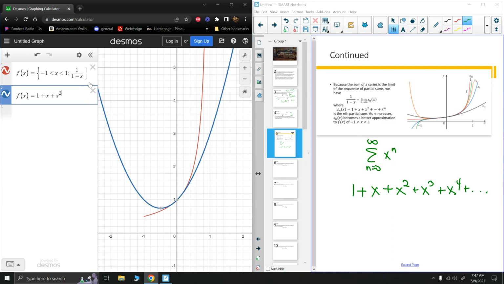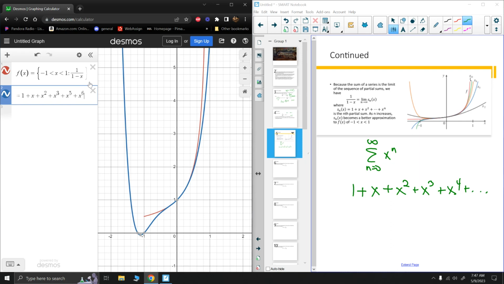Okay, the third, that's looking a lot better, right? So the fourth partial sum, that's better. I'm sorry, that should have been 3. I said 4 out loud, so there we go. The fifth partial sum would be x to the 5th here. Okay, so adding x to the 6th plus x to the 7th, and so on.